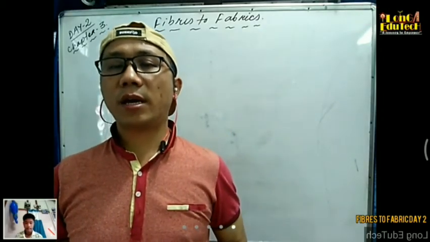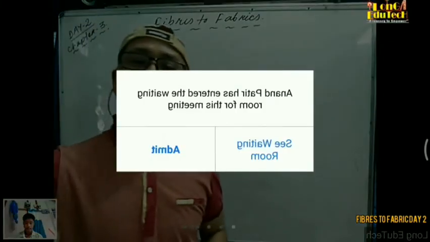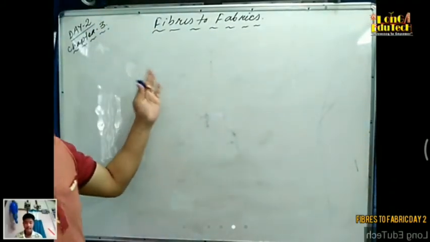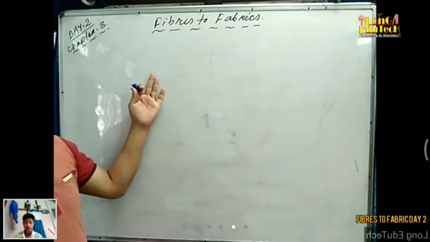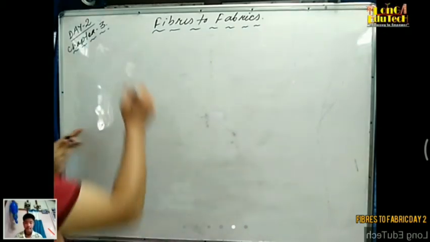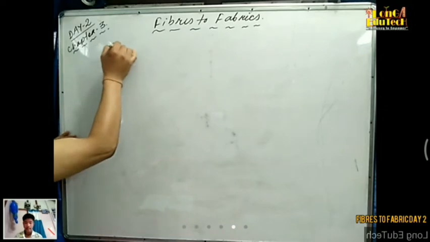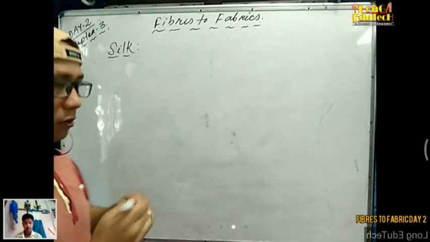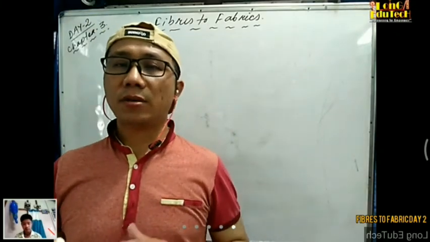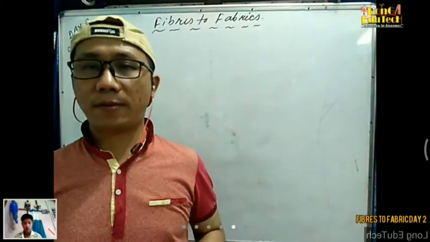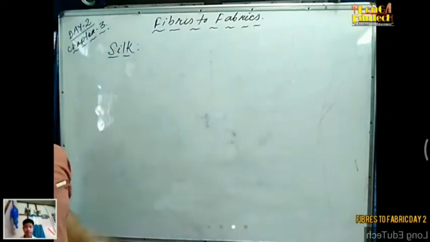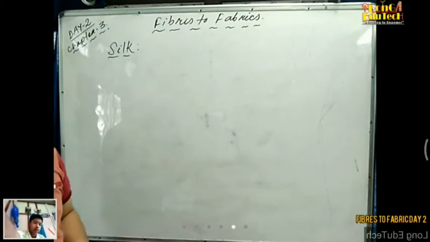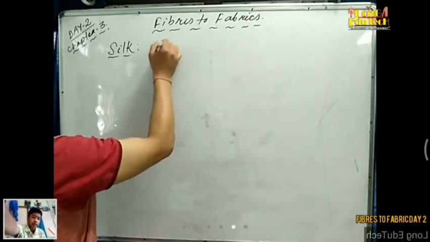Today in our class we are going to learn about another animal fiber, the silk. Wool is already done and today will be the silk. Silk is also an animal fiber, which is obtained from the silkworm. Let's start.